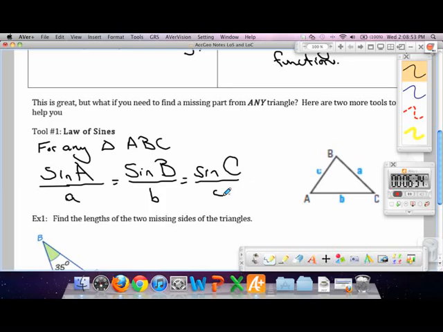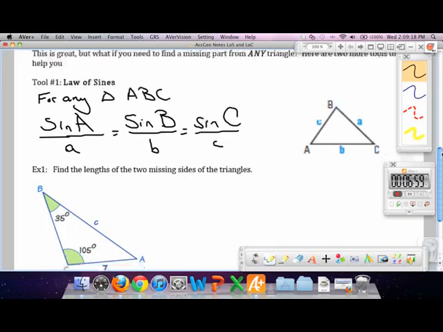These work for right triangles. They work for any triangle, whether it's acute, obtuse, right, however you want it to be. This ratio holds. It's called the law of sines. So if we know, say, 3 things within a given triangle, then we should be able to set up a proportion so that we could find most other parts.